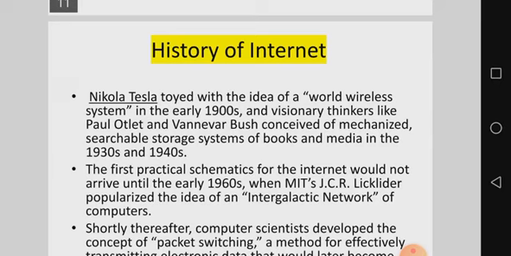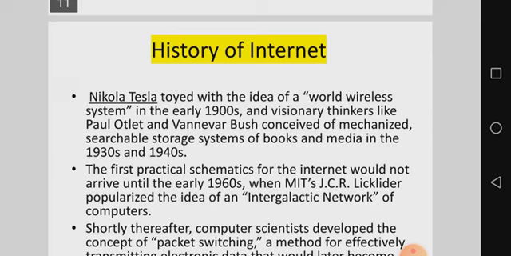Nikola Tesla, if you have heard the name, was the one who designed a system for alternating currents. And Thomas Alva Edison, you already know him. He was very jealous of Nikola Tesla's inventions. So Nikola Tesla toyed with the idea of a world wireless system.